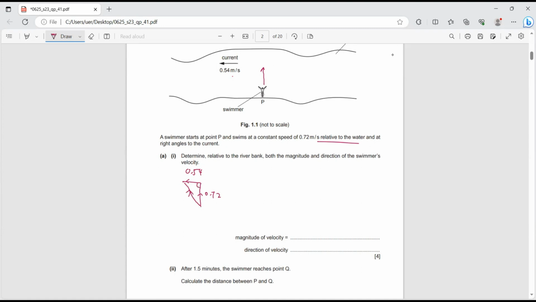You're not necessarily required to do the measurement, so I don't have to draw it out. Just do the calculation. Pythagoras theorem, right angle triangle. The value of V is the square root of 0.54 squared plus 0.72 squared. You get the answer 0.9 meter per second.